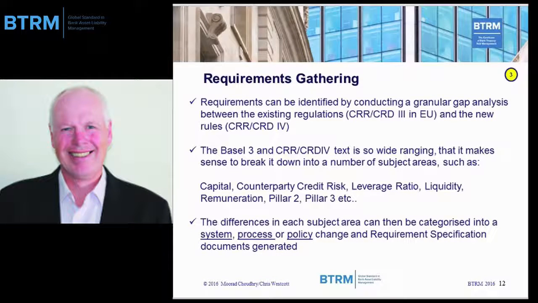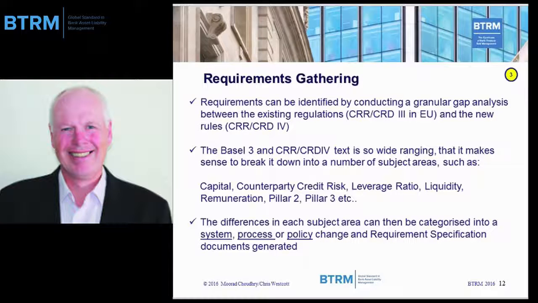So requirements gathering on slide 12. I've already mentioned that there's way too much here for a person or small group to deal with. So the best way of approaching this, in my view, is to break it down. So rather than looking at Basel III in its entirety, break it down into 10, 15, 20 subcategories. And an example could be things like capital, so all the capital changes, all the counterparty credit risk changes, all the leverage ratio changes, liquidity, etc.